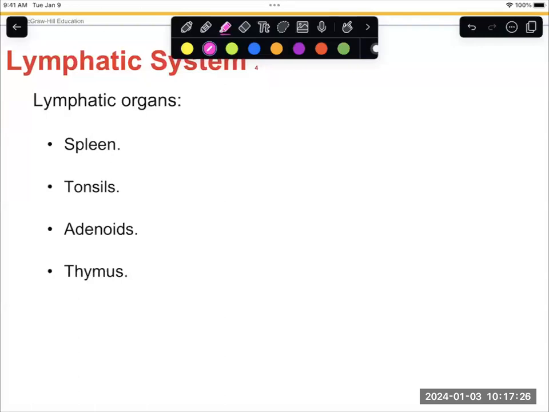So that gets rid of red blood cells. They last about 3 months, 120 days or so. And then they get broken down and new red blood cells enter the circulation. It also stores red blood cells and platelets.